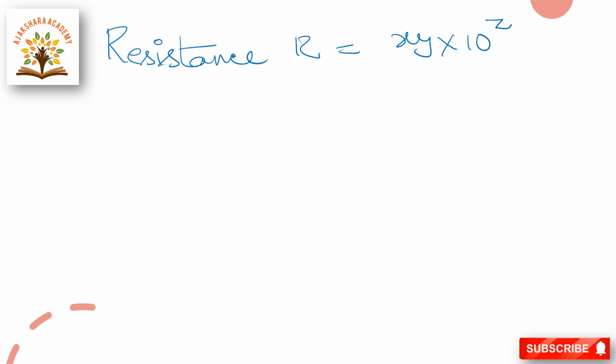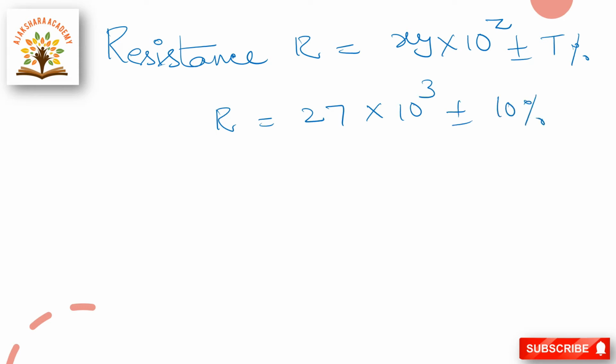Resistance R is equals to xy into 10 to the power of z plus or minus tolerance. So R is equals to 27 into 10 cube plus or minus 10 percent. R is equals to 27 kilo ohms plus or minus 10 percent.